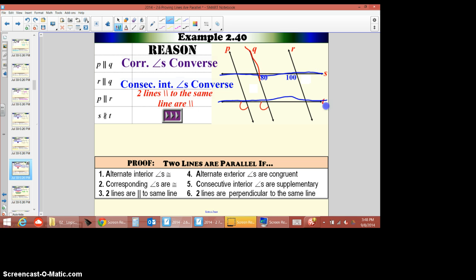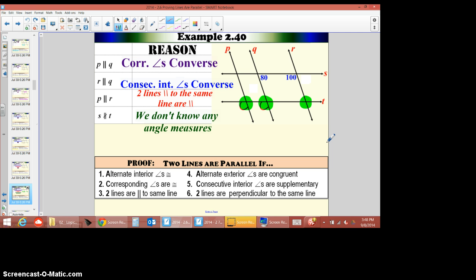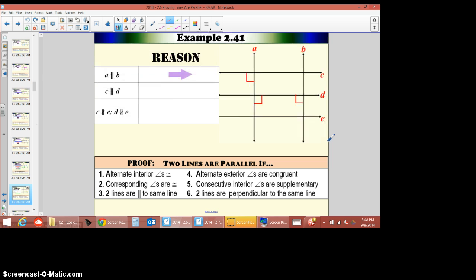And then I look at Q, and sure, I've got this 80, and sure, I've got this congruent symbol, but they're not linked in any way. So I don't have any information to be able to say S and P are parallel, which is why we say we don't have any angle measure. We don't have enough information about S and T.